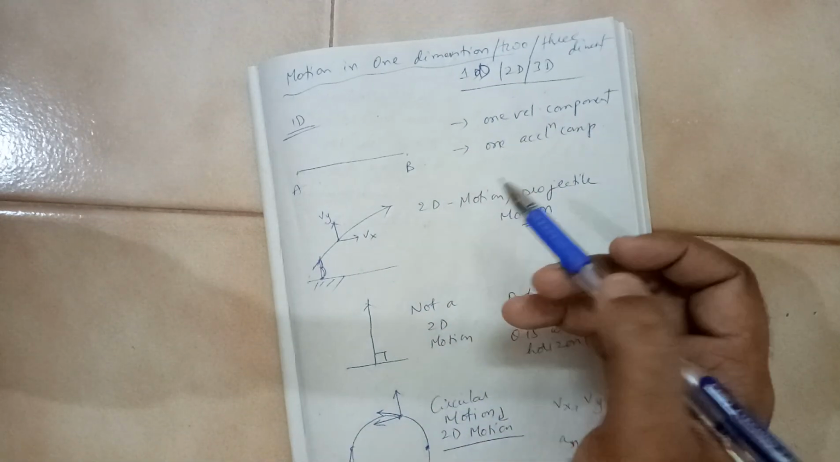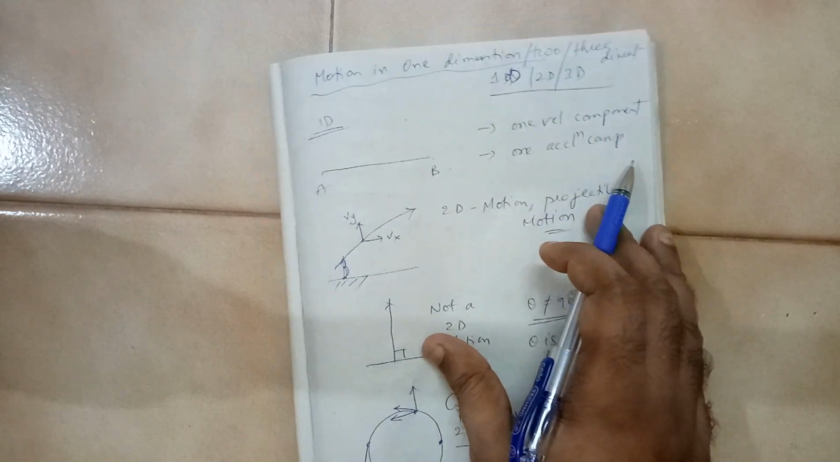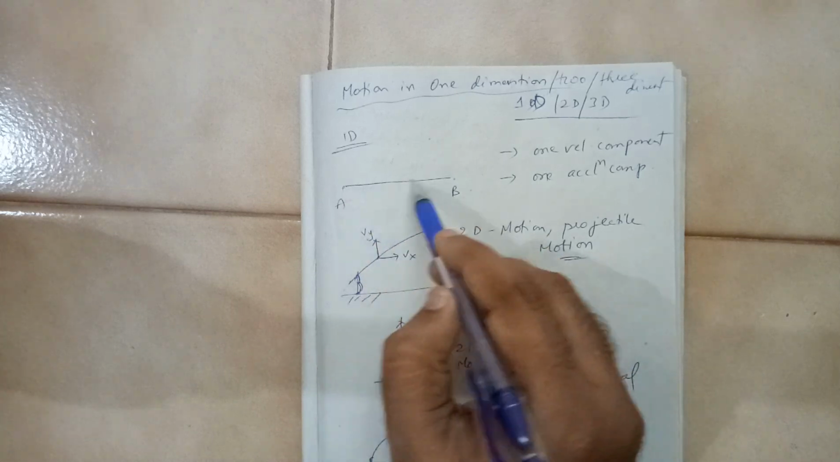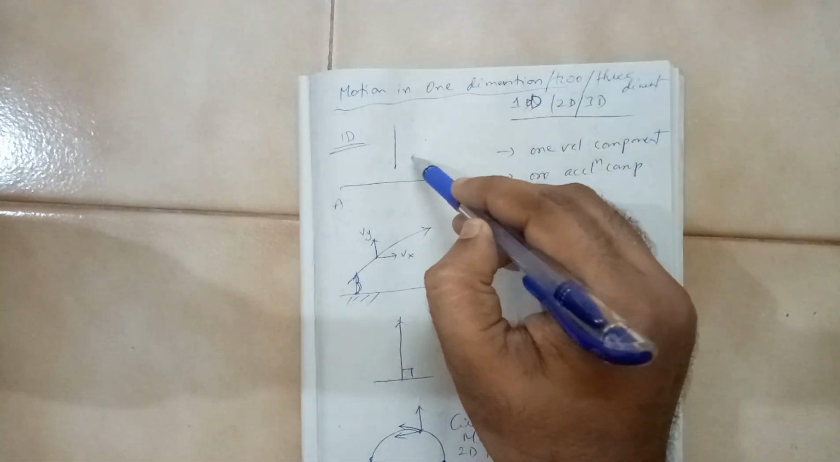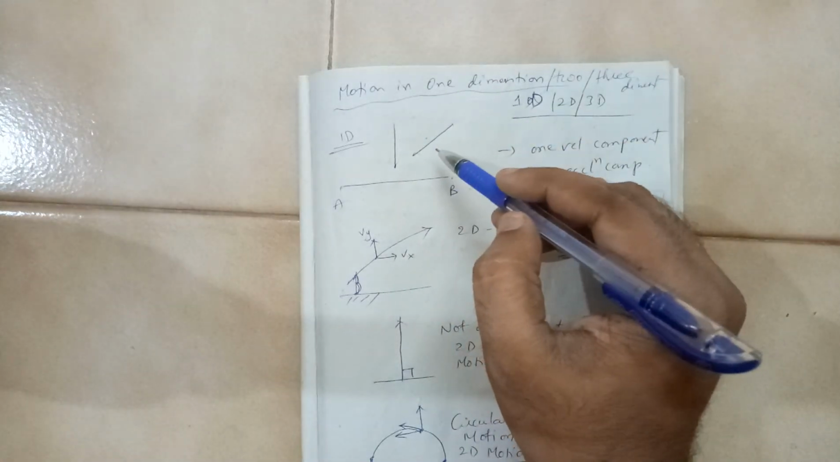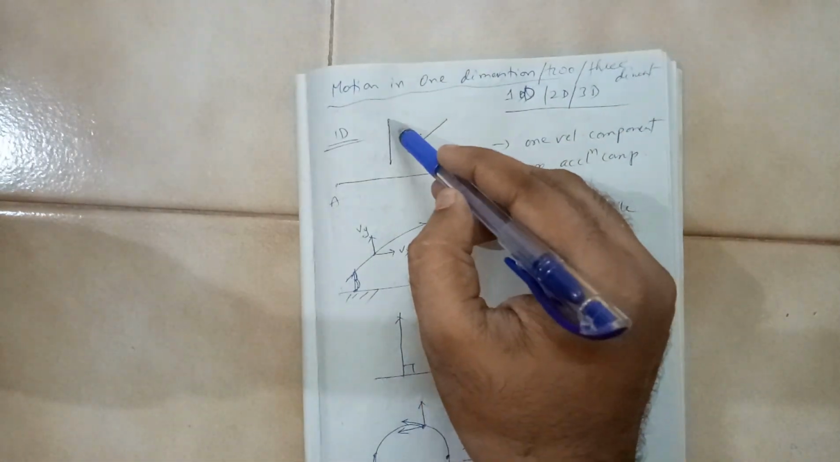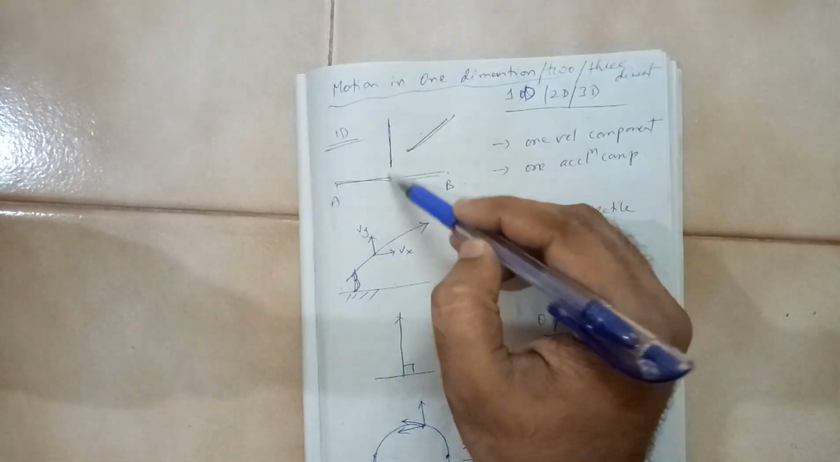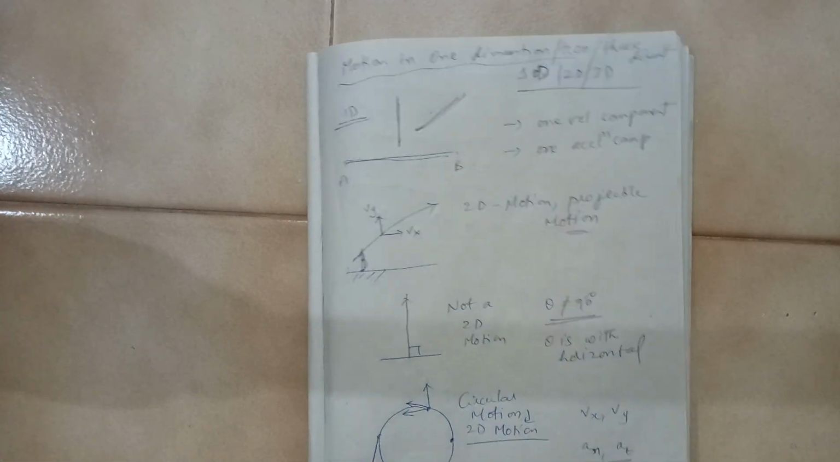Here I would like to say that it need not always be like this or like this one. Even this is a 1D motion. So this is a 1D motion, this is a 1D motion, this is a 1D motion. It has to move in a straight line. That is the definition of 1D motion.